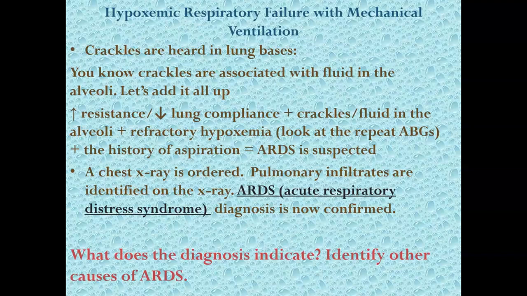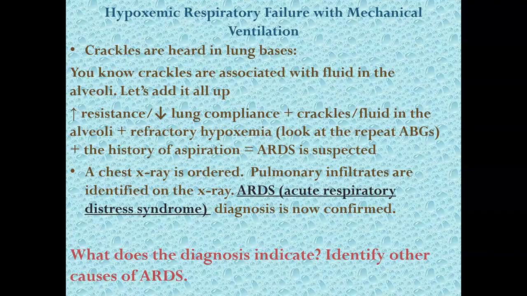Now, the other assessment characteristic we identified was that there's crackles. So what are crackles? Well, it just means that there's water, some kind of fluid, in the alveoli. So when we add these assessments together, that there's more resistance, there's less compliance, and there's crackles or water in the alveoli, plus the fact we cannot get the oxygen status up, so there is what's known as refractory hypoxemia. Then you add, this is key, the history of aspiration. The physician and the nurse should suspect ARDS, adult respiratory distress syndrome.